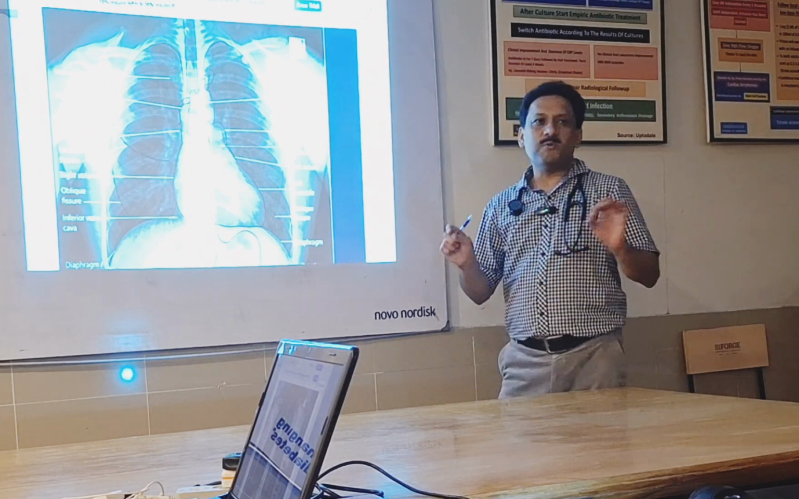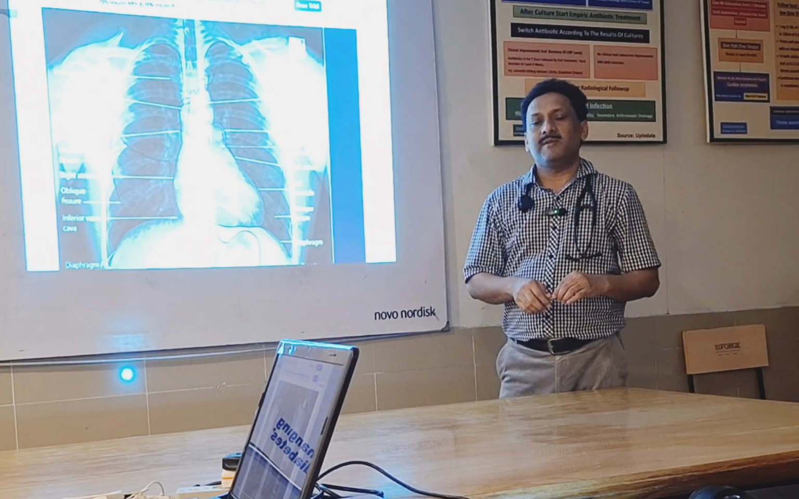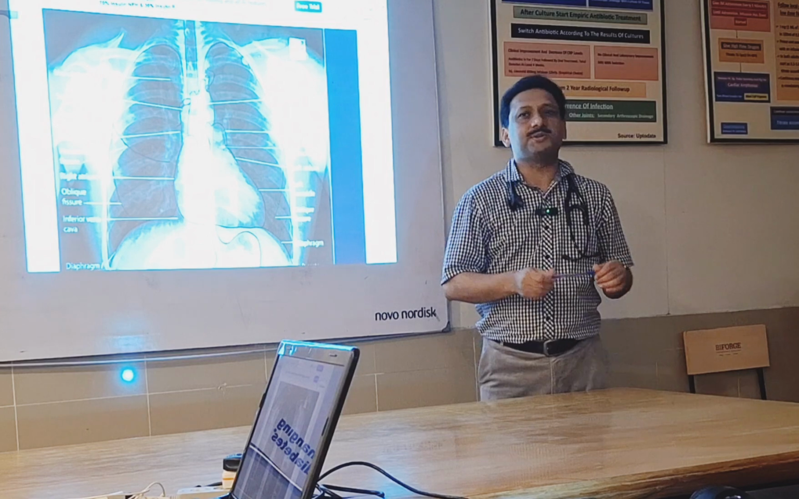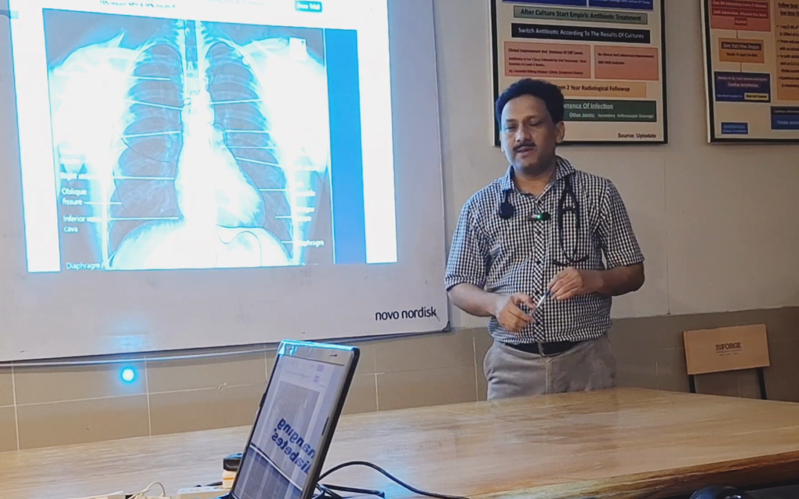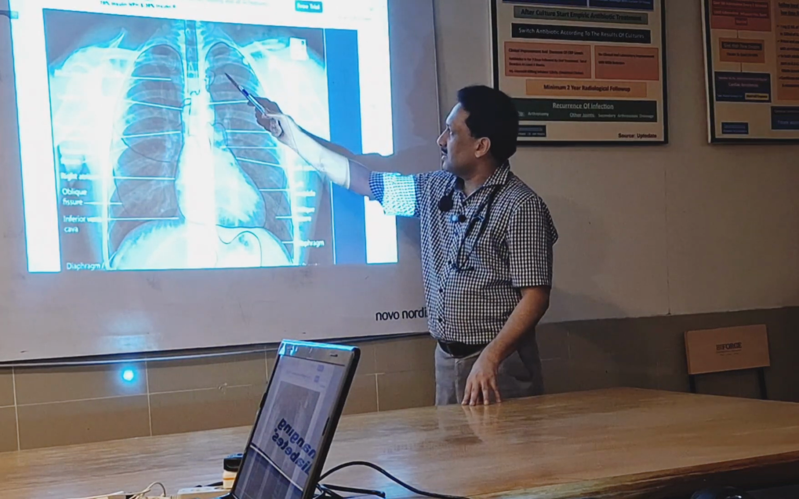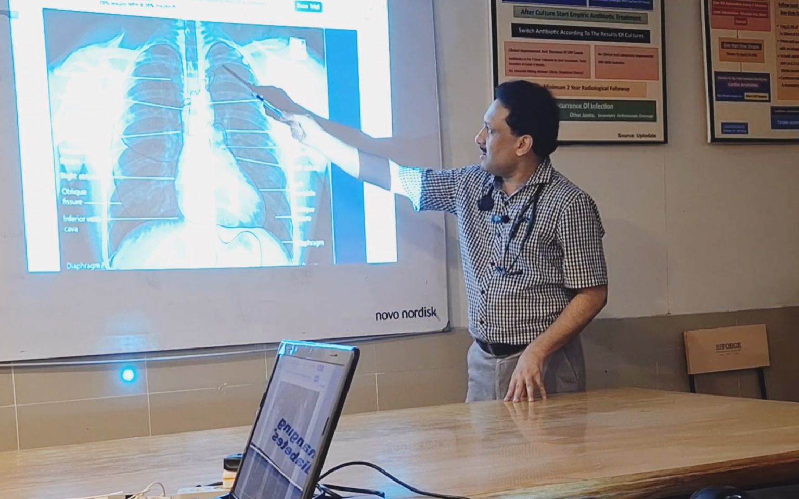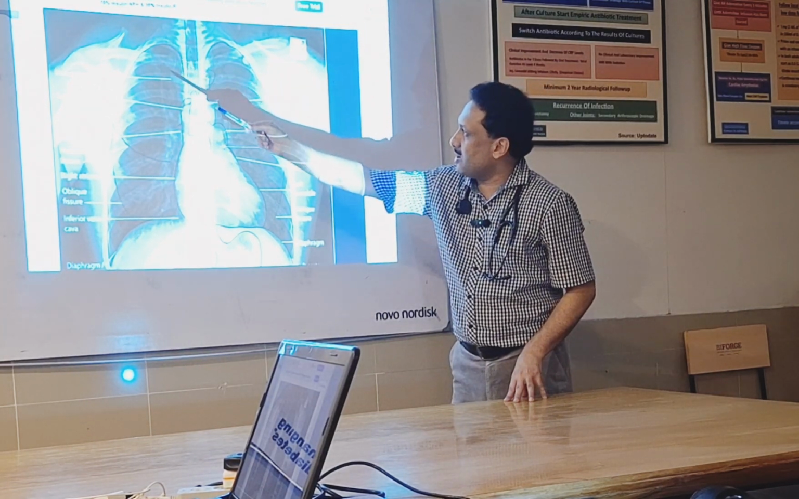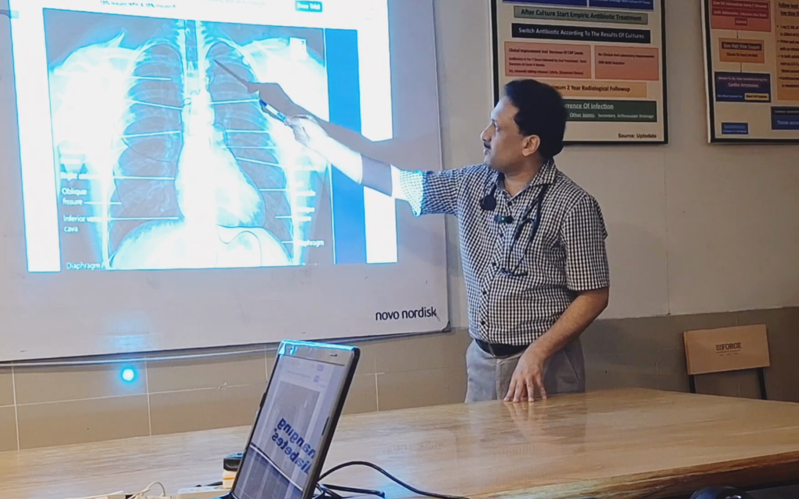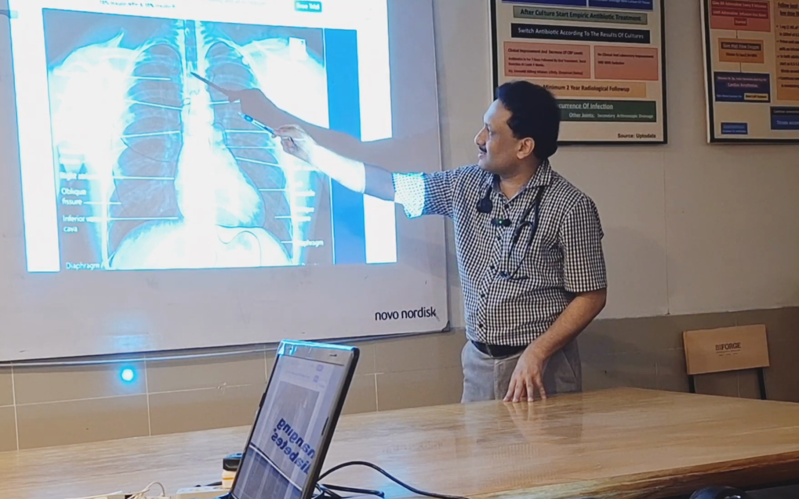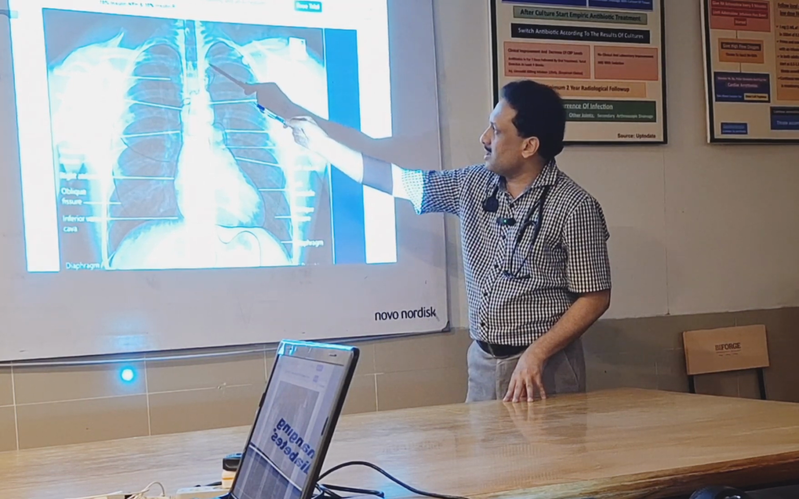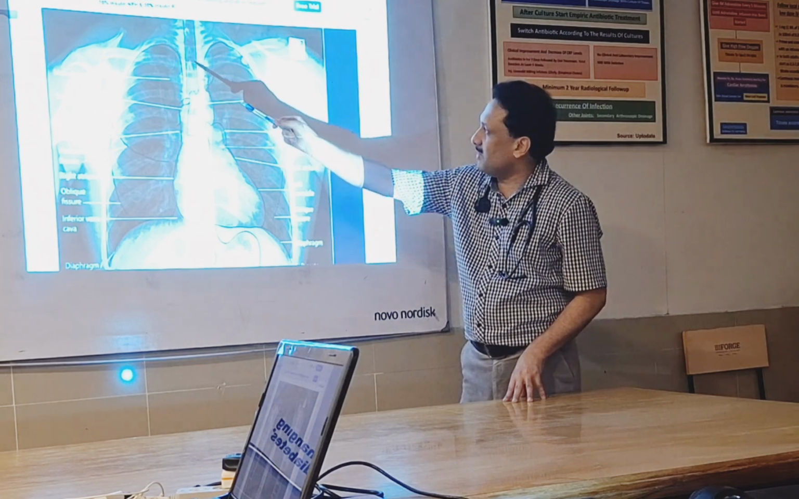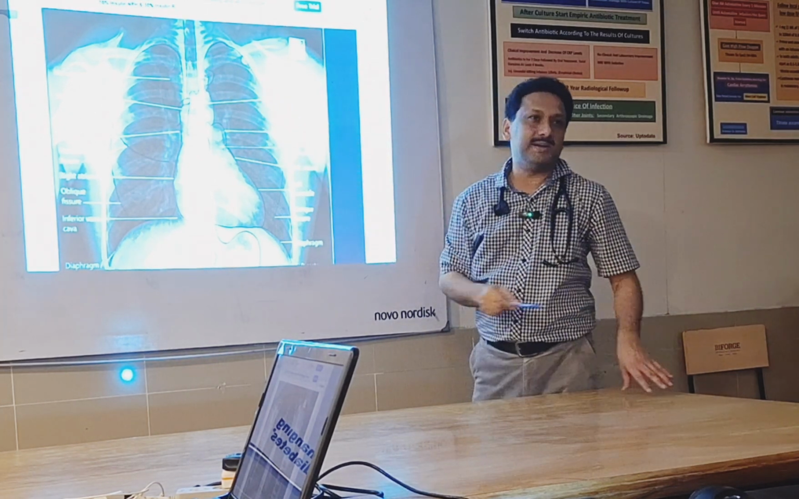Position. If you want to know whether the position is appropriate or not, what you are supposed to see is this is the clavicle, this is the spinous process, this is the medial end of the other clavicle. You are supposed to see whether this spinous process is falling right in the center between these two clavicular ends.